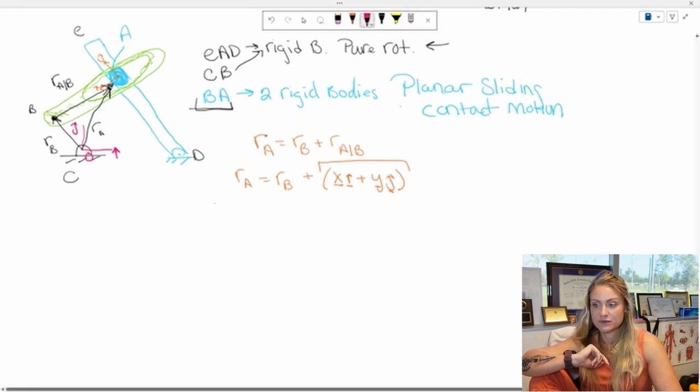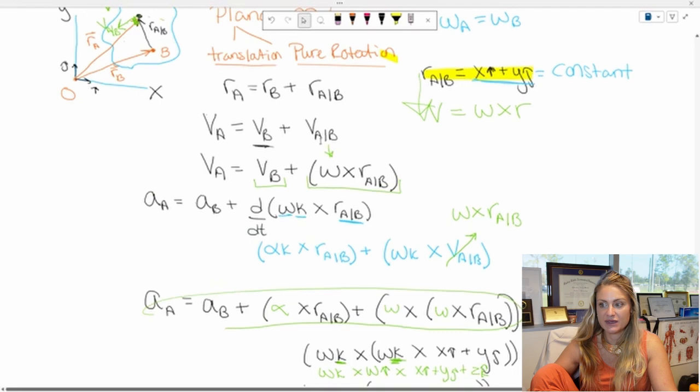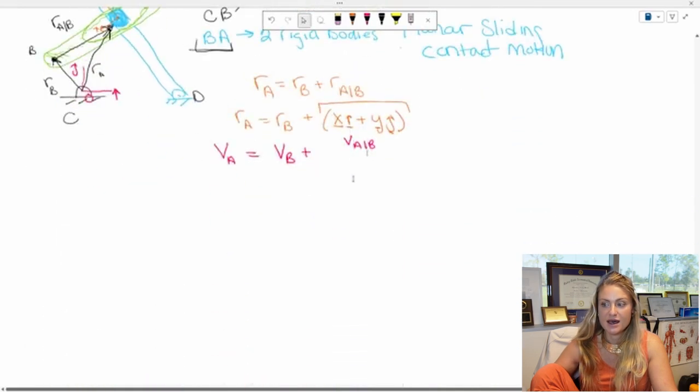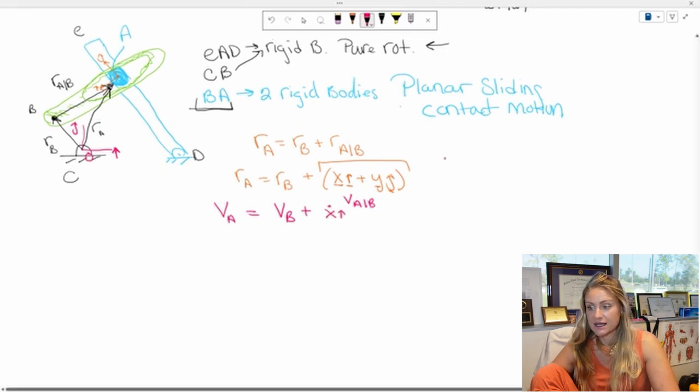So when I take my derivative, I get VA equals VB plus, I can represent that as VAB, like VA with respect to B, but this VAB is not the same as this VAB. This VAB was just omega cross R with respect to A. But now, when I take this derivative, I actually have to use the product rule, because now my i is no longer a constant. So I have to do the derivative of the first times the second plus the first times the derivative of the second, plus derivative of the first times the second plus the first times derivative of the second.